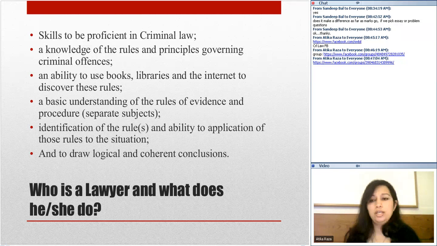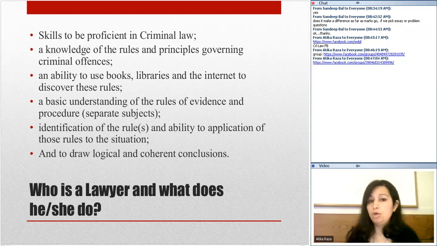So your training as a criminal lawyer, you should be proficient in criminal law, first of all, which means that you should know what you're dealing with. You should know what your offense is. You should know the degrees and the level of offenses. You should know your law. You should know your case law, all the updates. As a lawyer, you should know your statutes. You should know any amendments that Parliament has done in the statute.